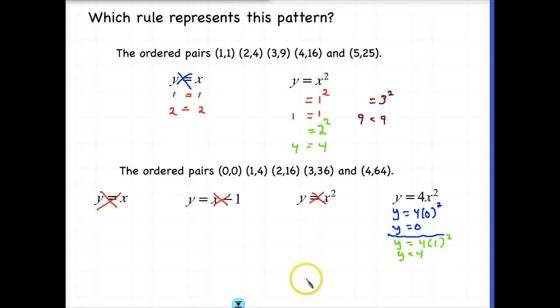But let's go ahead and make sure. Let's try a third point. If we can get a third point to work, then most likely we have found our rule. Okay, our third point is 2 comma 16. So let's plug in a 2 for x. 2 squared, remember, do your exponents first. 2 squared is 4, and 4 times 4 is going to be 16, and that does in fact work. So it looks like we have found and proven that y equals 4x squared is in fact the correct rule.